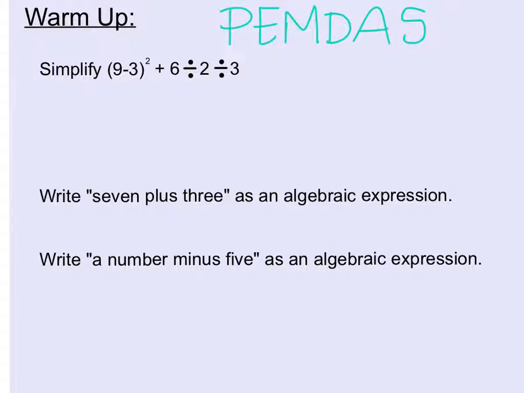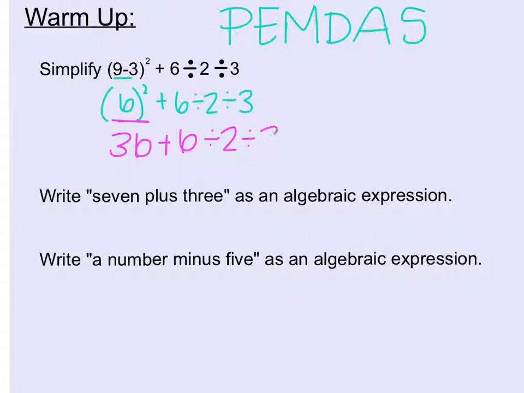So first we start with parentheses. We have them. So 9 minus 3 is 6. Copy the rest because there's no more parentheses. Next we have exponents. Right here, 6 squared is 36. Plus 6 divided by 2 divided by 3. There is no multiplication.